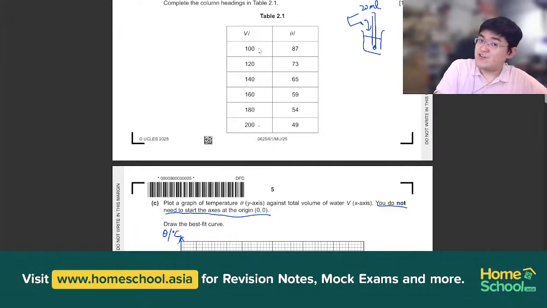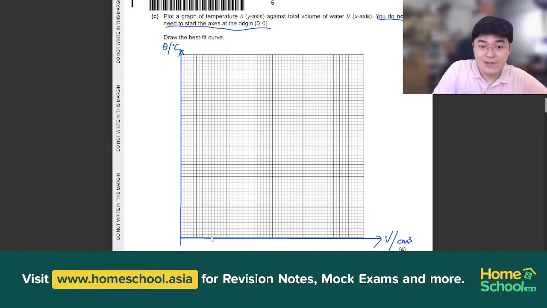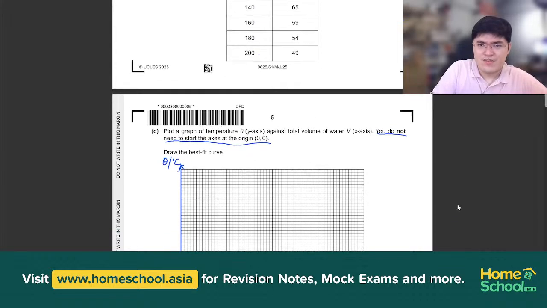Now let's check out our data over here. We start at 100 and we end at 200. So let's take a look over here. We have 1, 2, 3, 4, 5, 6. So let's start at, let's say, wait, we have 100 over here, right?